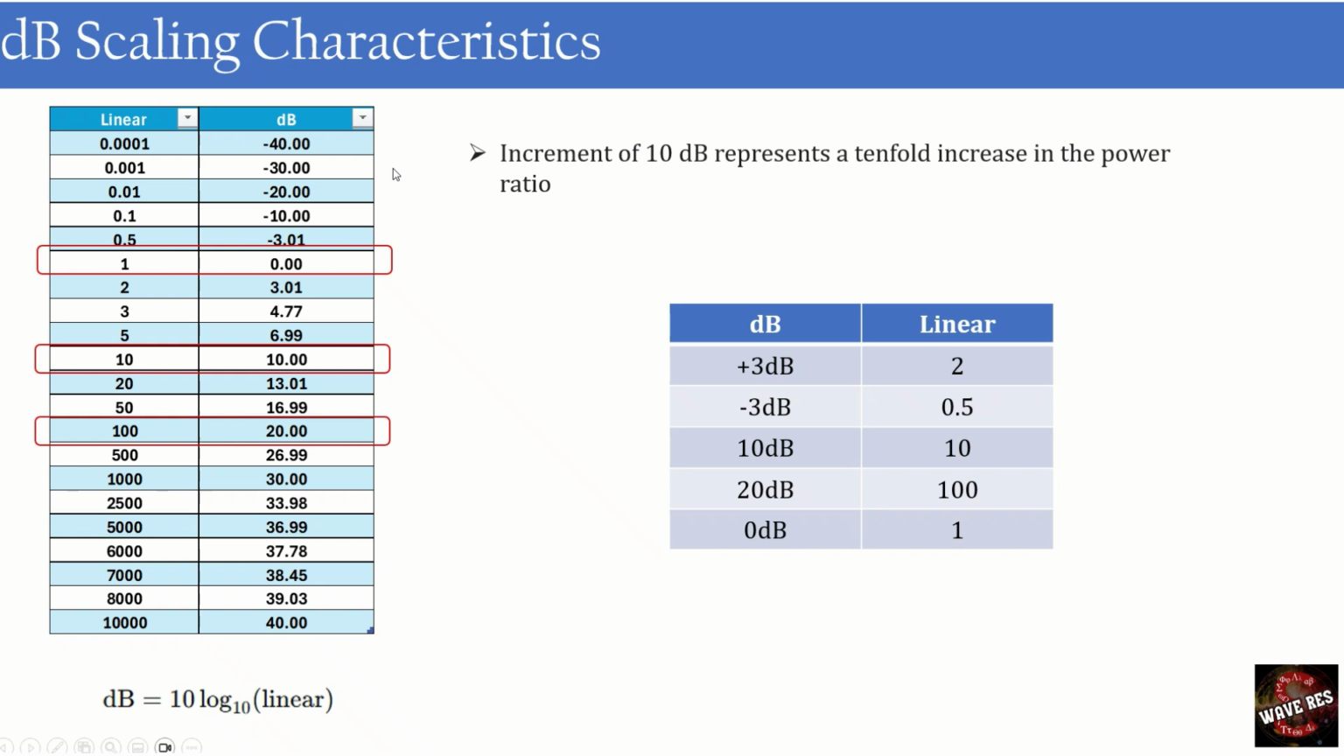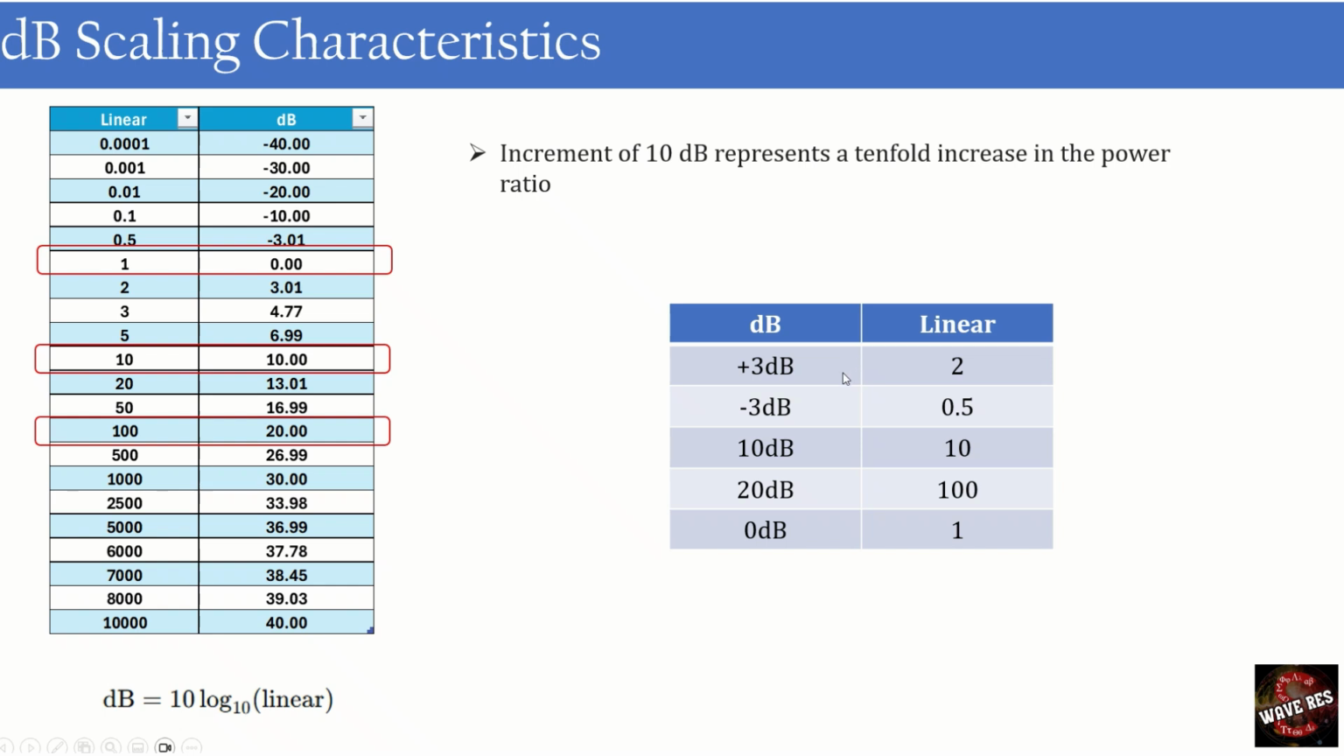So these are some of the characteristics of decibel scaling. Here you can see that this is the linear scaling, this is the dB scaling. Here you can see that this is a 10 dB increment. So every 10 dB increment corresponds to a 10 times increment here. So here 1 times 10, then 10 times 10, 100. Here you can see that these tenfold steps correspond to 0 plus 10, 10, 10 plus 10, 20.